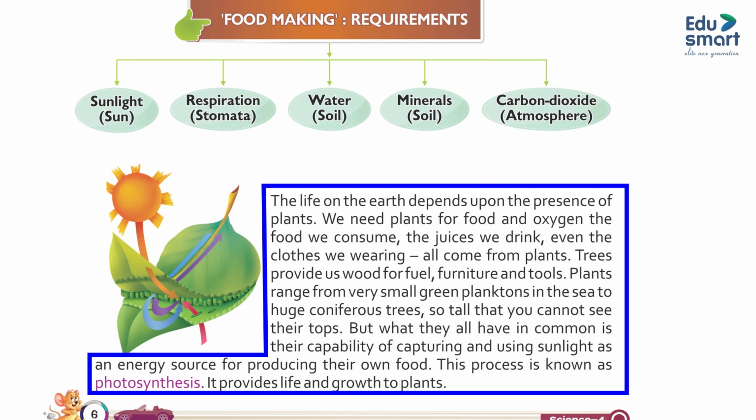Plants range from very small green planktons in the sea to huge coniferous trees, so tall that you cannot see their tops. But what they all have in common is their capability of capturing and using sunlight as an energy source for producing their own food. This process is known as photosynthesis. It provides life and growth to plants.